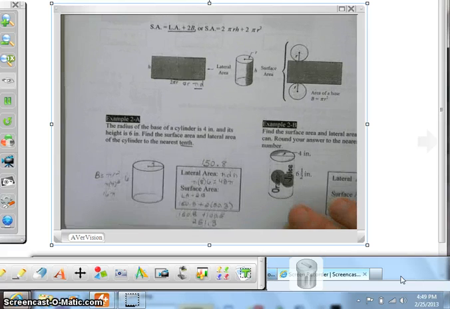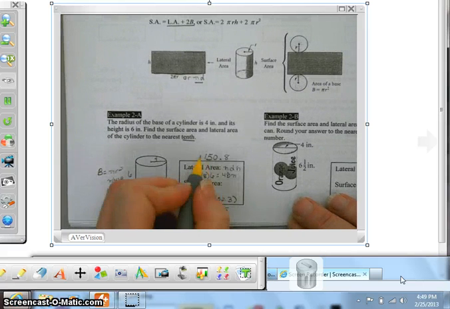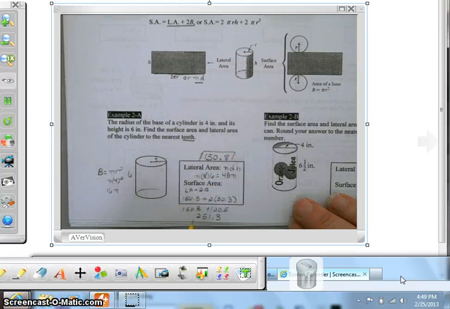Let me put it there so you can see it. All right, so you've got your lateral area and your surface area.